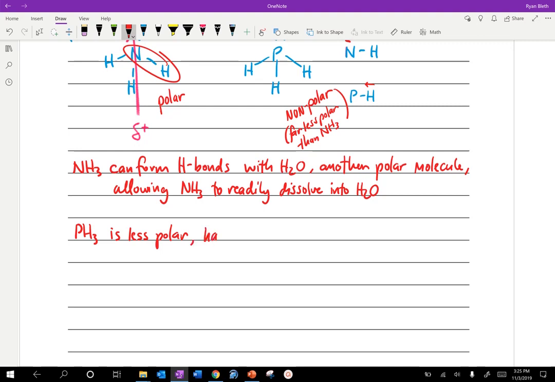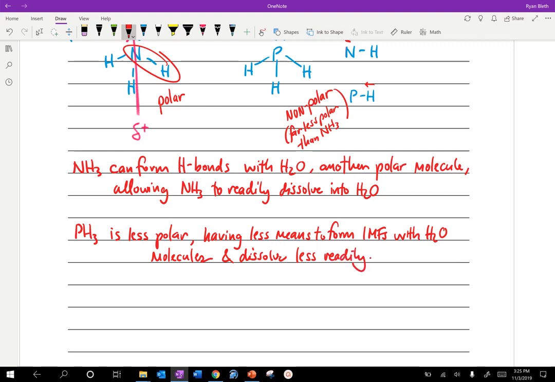Okay. So we're going to go ahead and give it some benefit of the doubt. We don't know for sure. If we don't have data in front of us, we can't be real quantitative about this. Having less means to form IMFs with water molecules. So what kinds of things would PH3 be able to form? It's going to dissolve less readily in water as a result of that.